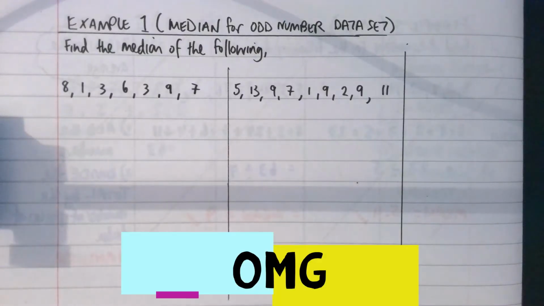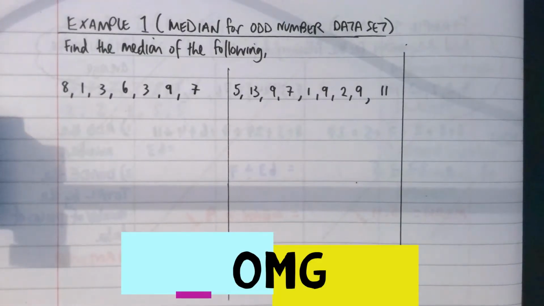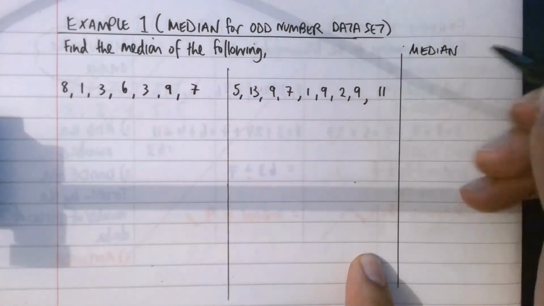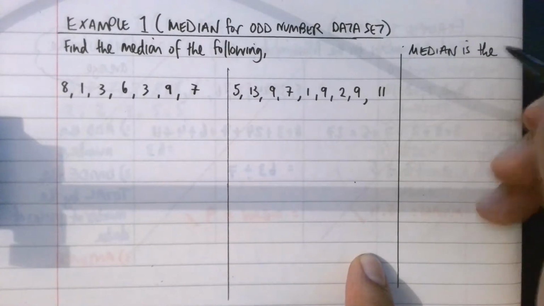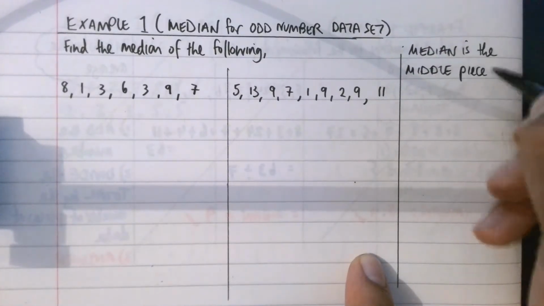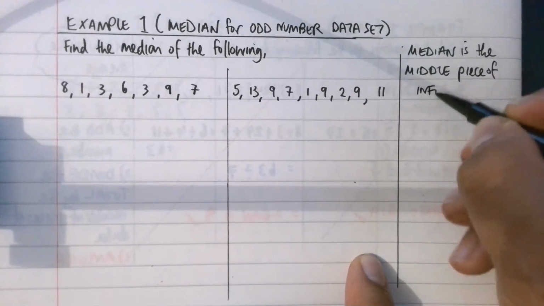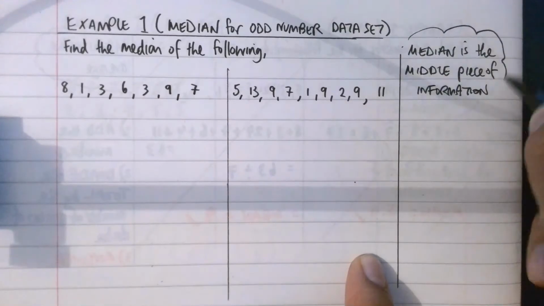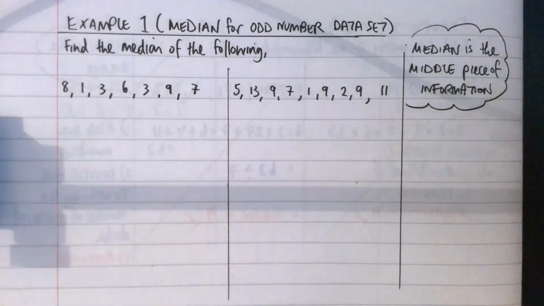We're looking for the median for an odd number of data in a set. So if we look at the data in each set, we should have an odd number of data, and the median is the middle number, the middle piece of information. Right, so for an odd number of data, the method is slightly different to when there's an even number of data. Okay.